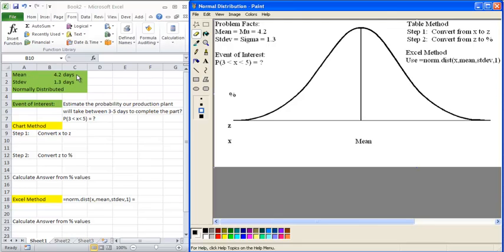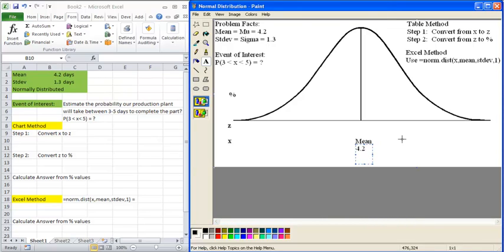So I took out that our mean is 4.2, standard deviation is 1.3, and we're normally distributed. Our event of interest: estimate the probability our production plant will take between 3 and 5 days. So we're trying to figure out what that probability will be. Let's go ahead. I'm using Paint for this example because I want to be able to write and show you what I'm doing visually on a normal curve.